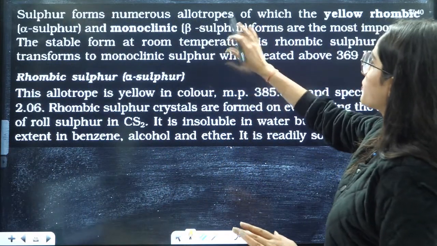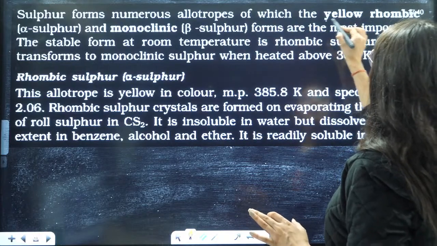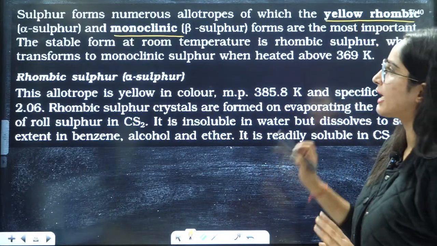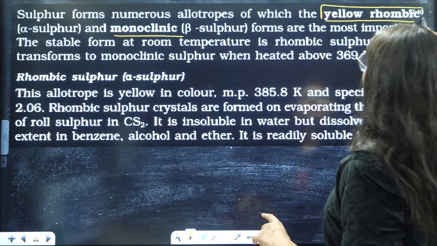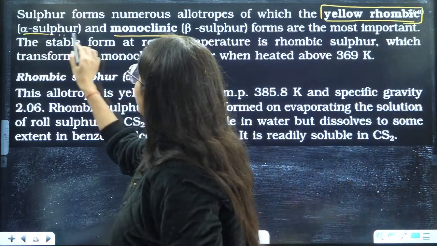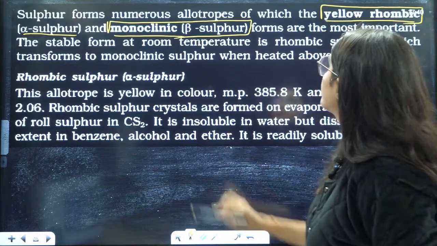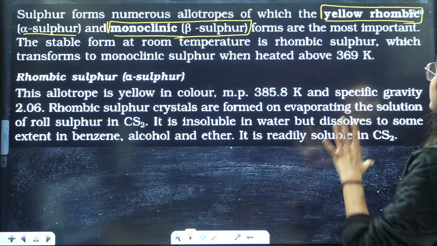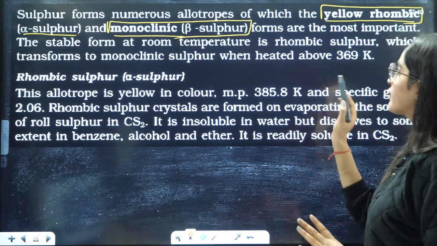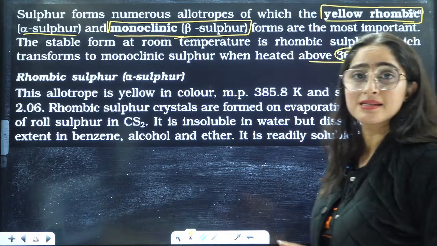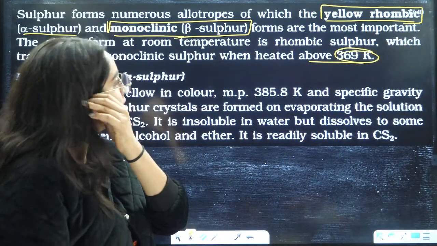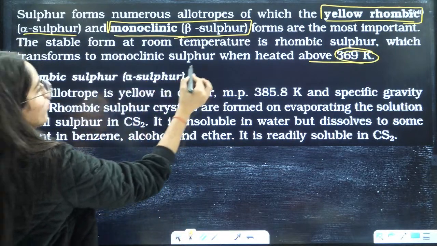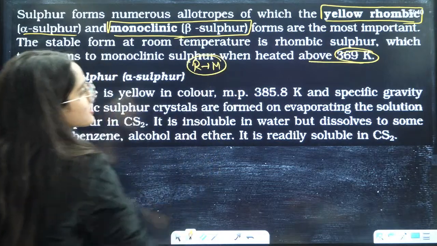So sulfur forms numerous allotropes, of which the yellow rhombic and monoclinic forms are most important, right? First is yellow rhombic, and that is called alpha sulfur. Then you have monoclinic, that is beta sulfur. The stable form at room temperature is rhombic sulfur, which transforms to monoclinic when heated above 369 Kelvin. That means rhombic is converted to monoclinic.